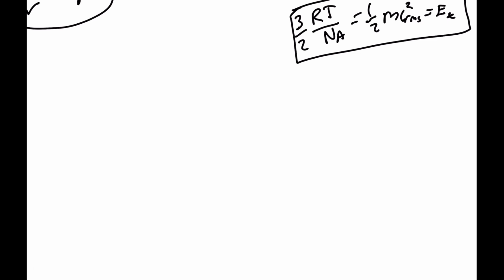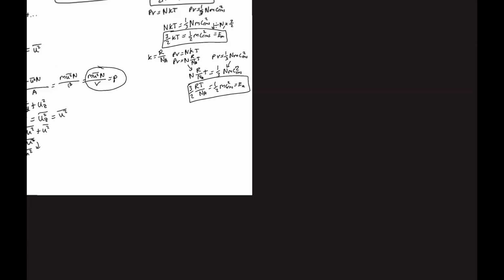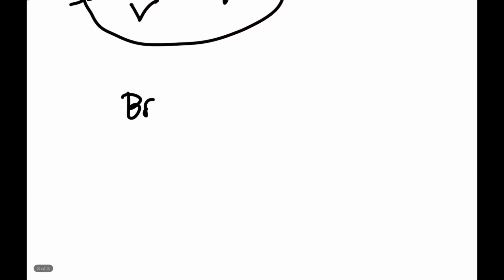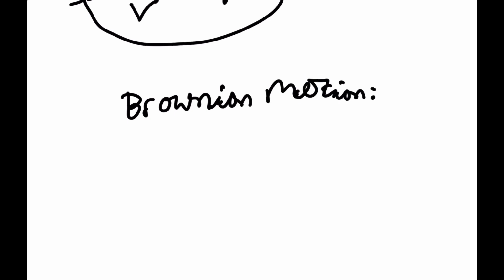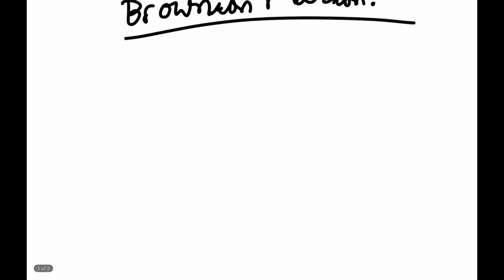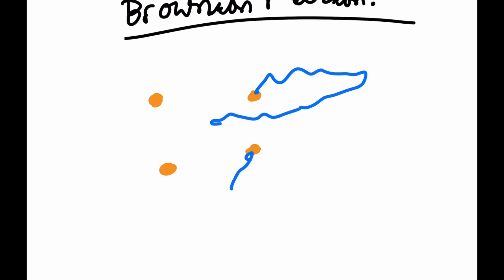Now let's finish on Brownian motion. So Brownian motion came from pollen particles in water that looked like they had very random movements. They moved around like this.